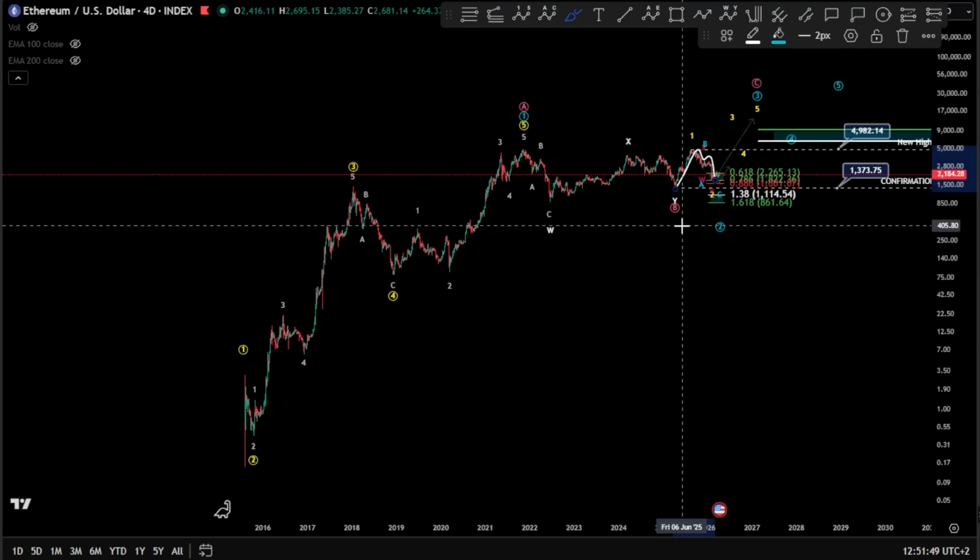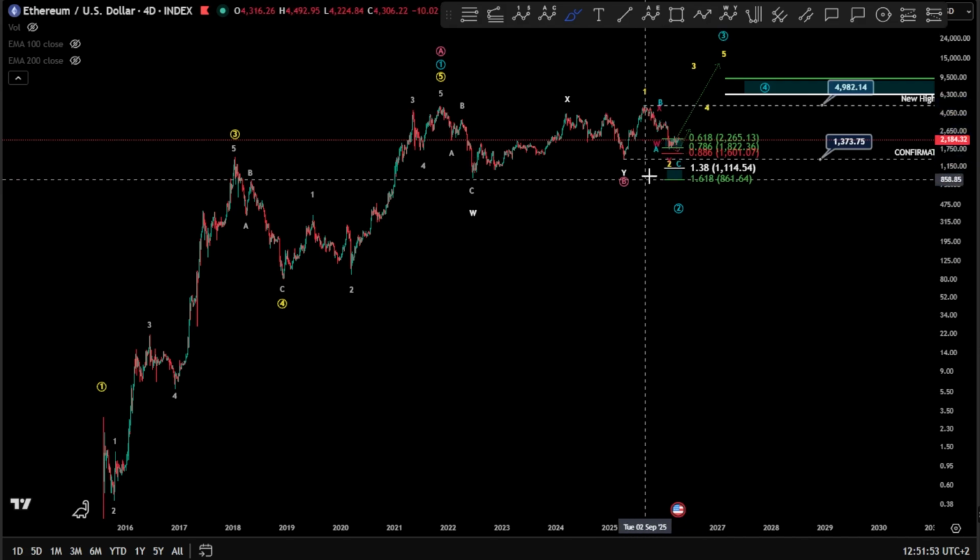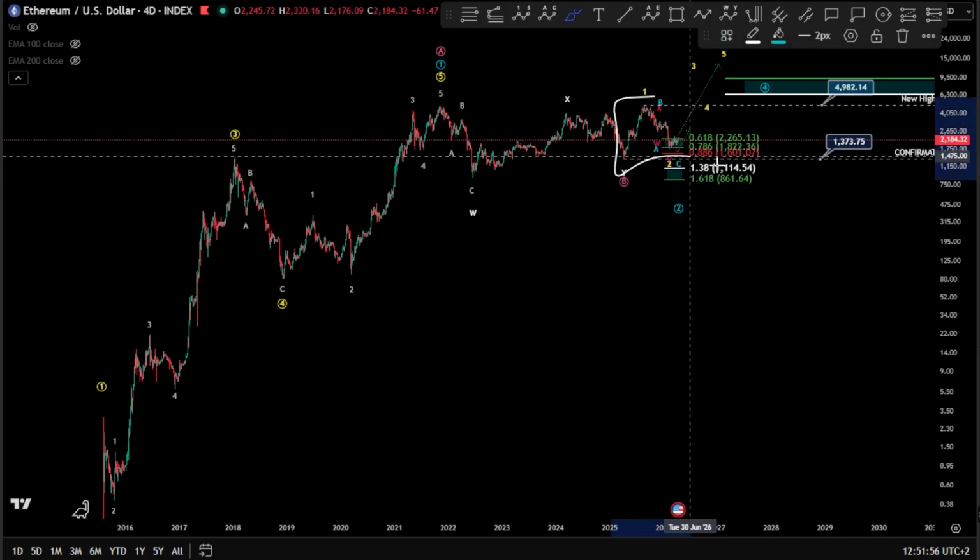Currently, we are in a wave 2, which might still be unfolding or unfinished. We'll see exactly what's going on inside this area.